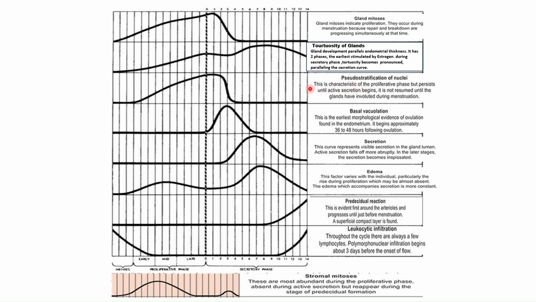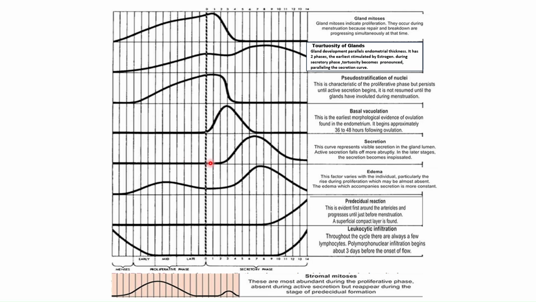Third, pseudostratification of nuclei. This is characteristic of the proliferative phase but persists until active secretion begins. It is not resumed until the glands have involuted during the menstruation. Basal vacuolization. This is the earliest morphological evidence of ovulation found in the endometrium. It begins approximately 36 to 48 hours following ovulation.